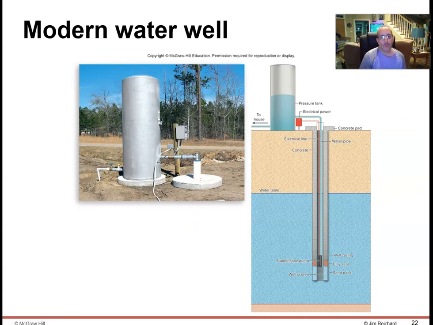And here's what a modern water well looks like. Basically they have a big drill bit. It's hollow. They drill down. I don't remember how many inches wide they are. I think they're 8 to 10 inches wide, maybe smaller than that sometimes. And they put a casing down, which basically is just a metal pipe. And then we have to have a pump to actually pump that water back to the surface.